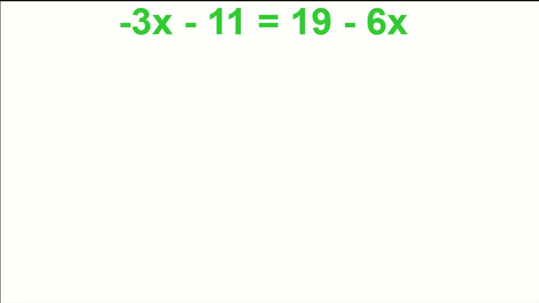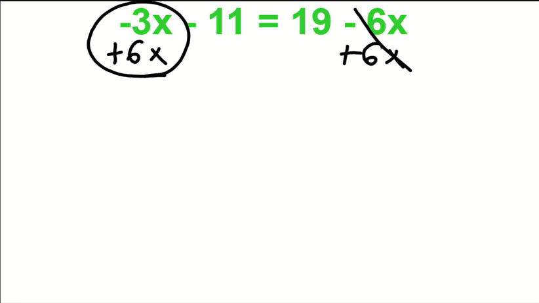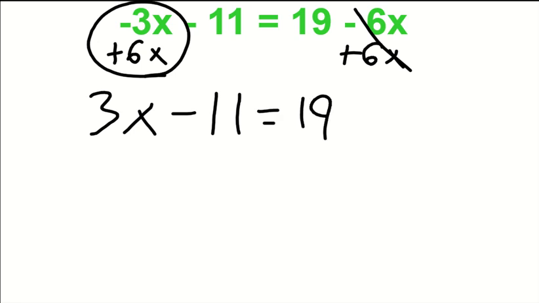X equals 10 is correct. So I have negative x and a negative 6x. Which one of those is lower? The negative 6. So we move it by doing opposite. Plus 6x to each side. Cancels over here. Right there, the signs are different, so we subtract. 6 minus 3 is 3. We use the sign of the bigger number. The 6 is bigger, so that's a positive 3x. Still have the minus 11 equals the 19.